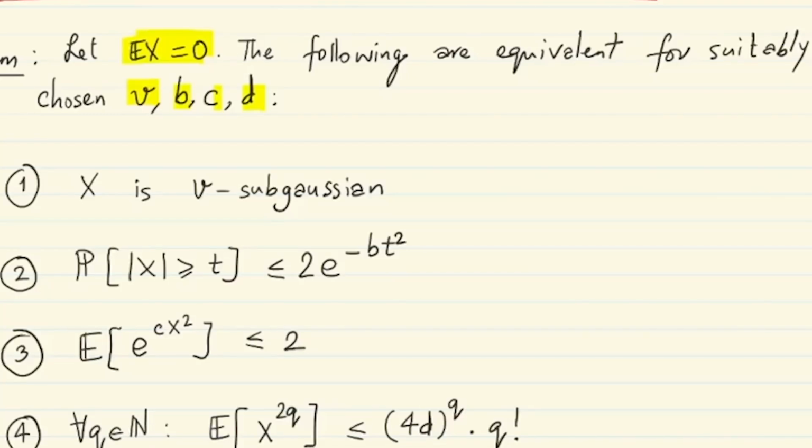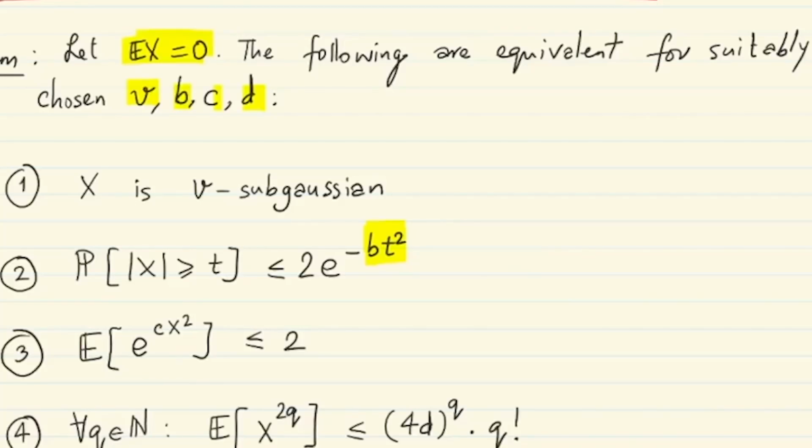The second property is the resultant Chernoff bound that you get for its tail, which essentially decays at rate e raised to minus constant times t square. The third equivalent characterization of a sub-Gaussian random variable says that if you take the expected value of e raised to c x square, for an appropriate positive number c, then it is bounded, it is finite.